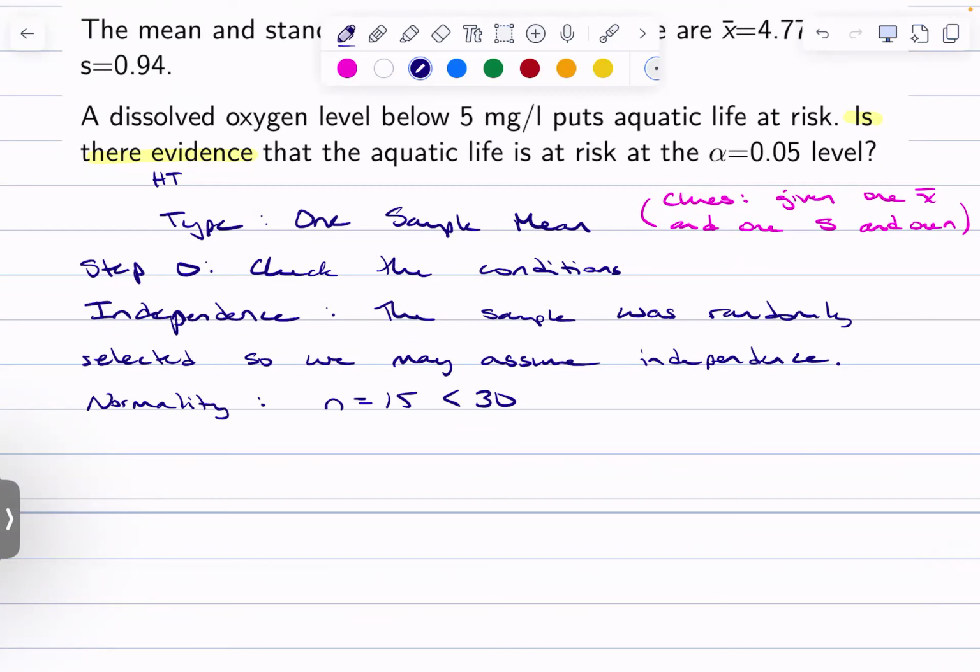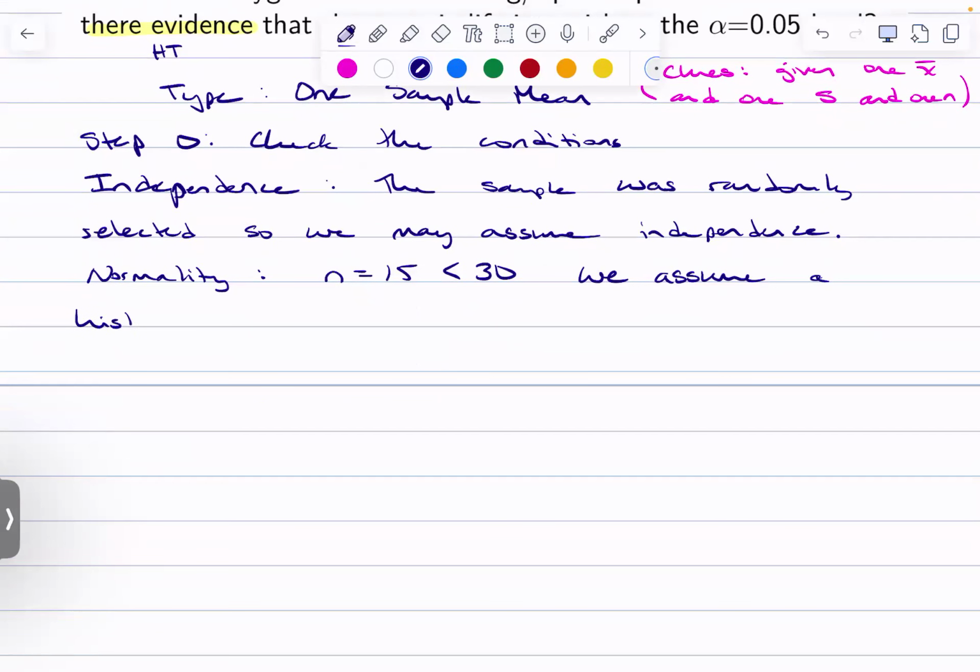We could make a histogram of this and make sure that it looks approximately normal. I probably should have done that, but I'm not going to enter all those data points now and make a histogram. That's not really worth it. But we assume that a histogram would look approximately normal. We assume a histogram of the observations would look approximately normal.